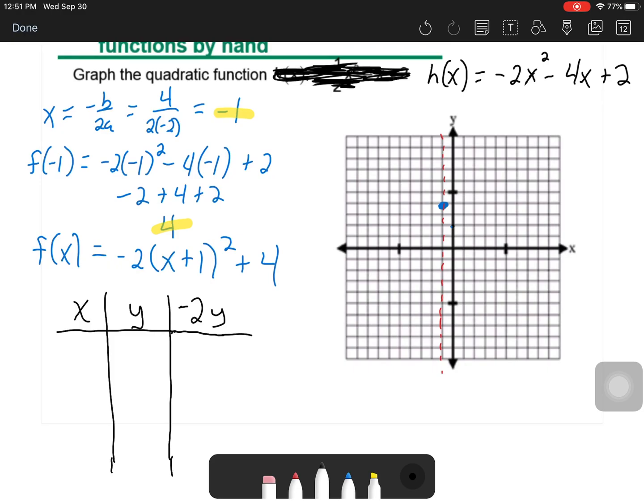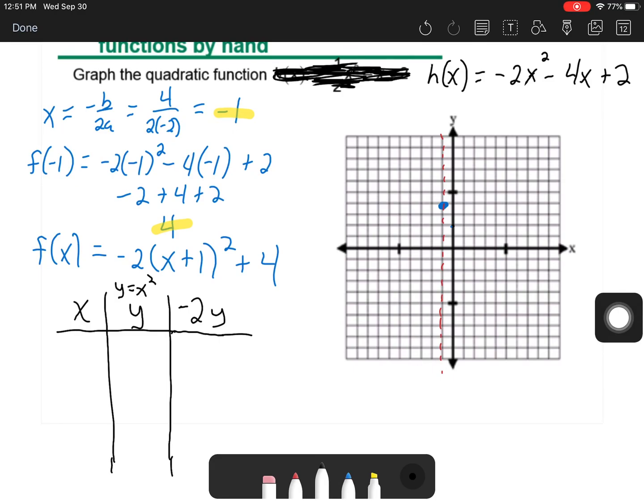I think what most of your algebra teachers did was they said, okay, if our vertex is here, this is kind of like our new origin in a way. I'm using the parent graph idea, so I can think of this y value as just the parent graph of x squared, because any shifting that we do, this plus 1 and this plus 4, is going to be taken care of if we translate our whole graph left 1 and up 4.